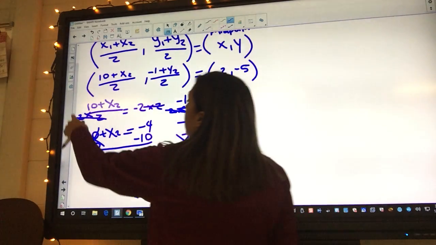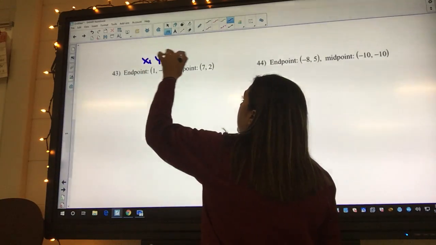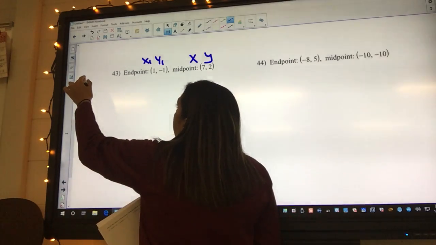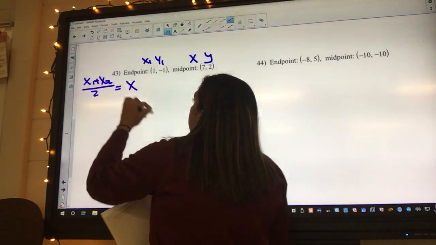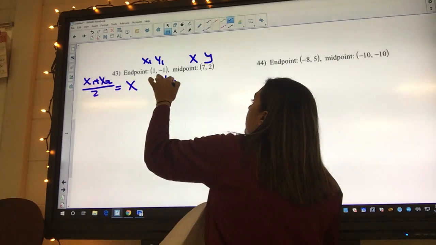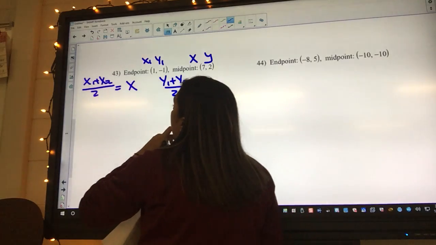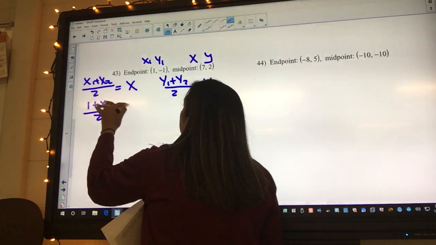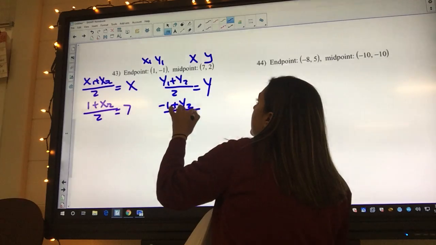Okay, so for the next one, we're going to label x sub 1, y sub 1, and we got our big X and our big Y. So I got x1 plus x2 over 2 equals x, regular x. y1 plus y2 over 2 equals y. So I got 1 plus x sub 2 over 2 equals 7, and -1 plus y sub 2 over 2 equals 2.